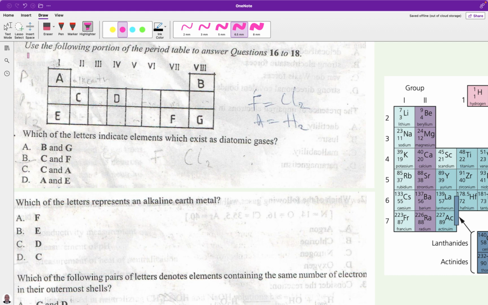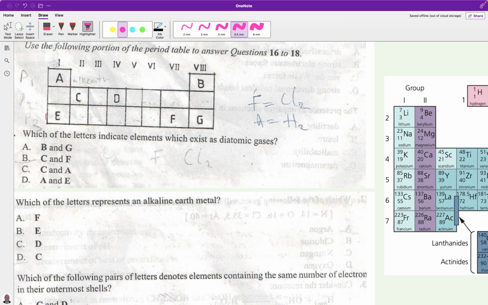Because initially period 1 was here. In period 1 there is no group, there is only hydrogen, and hydrogen does not belong to any group. So we cannot be saying that this is period 1. So this is period 2, period 3, and period 4. If you want to answer your question very well, the portion of the periodic table here begins from period 2 to period 4.